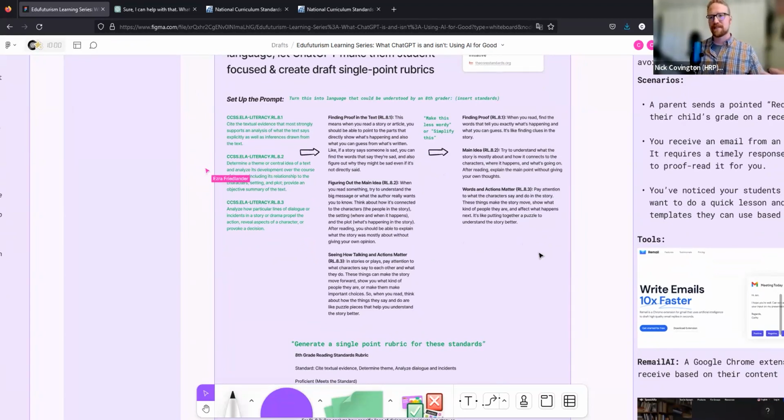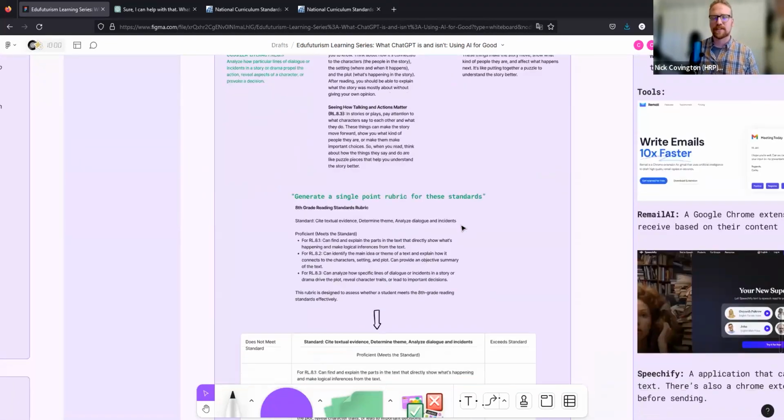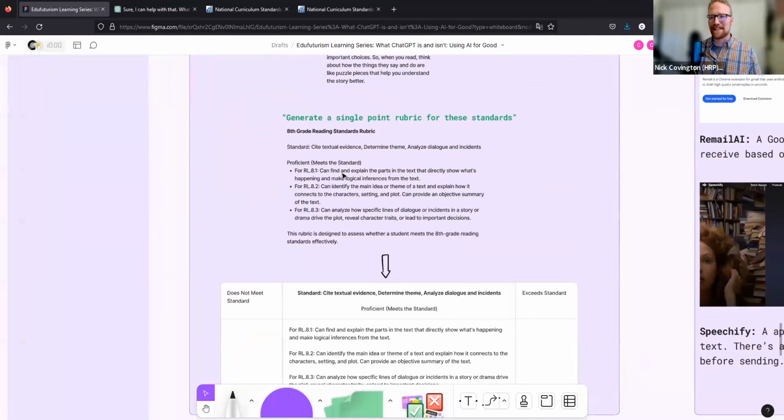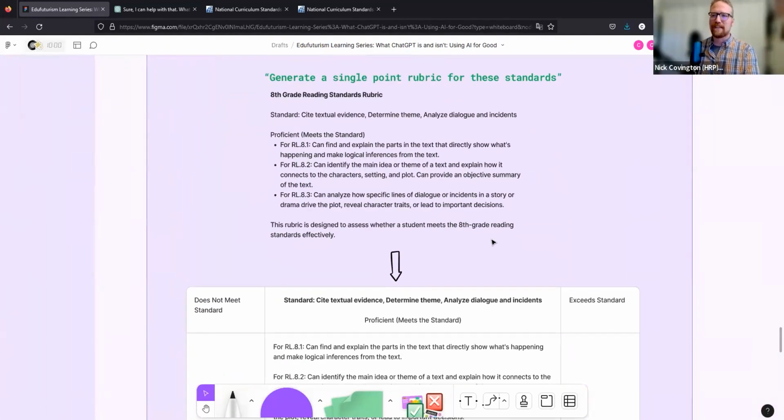It's like finding clues in the story. So that took me 2 seconds to try and put it in student-friendly language. It may not be perfect, but you can take the ChatGPT output and modify it for your own kids, your own context too. So you're not obligated at any point to just take what ChatGPT says at face value. Of course, you can modify, add, subtract, etc.